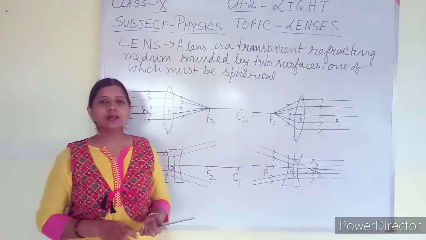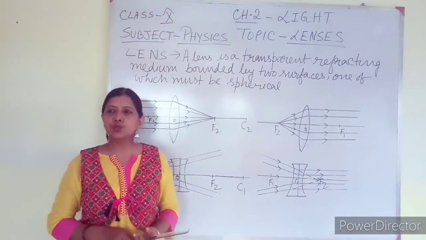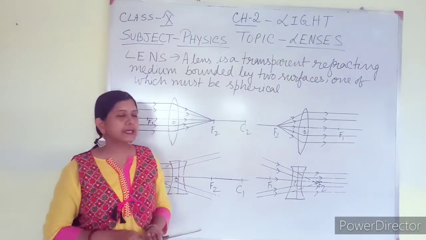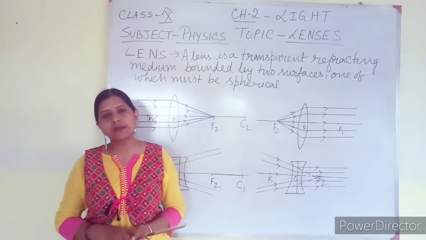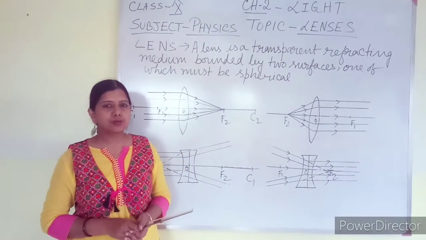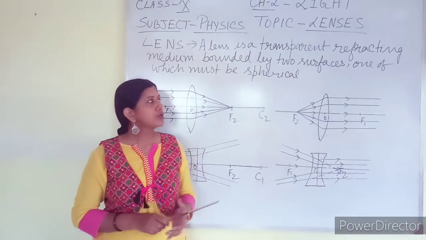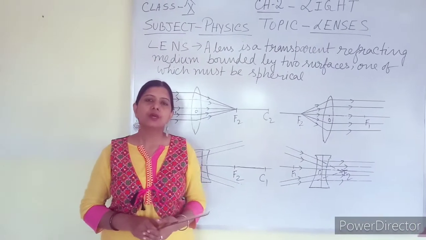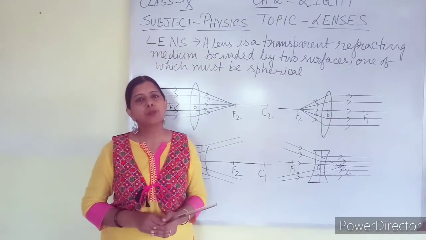Good morning students. Class 10, today my chapter is chapter 2, Light. Today's topic is lenses. Lenses means spherical lenses. In my previous video I told you about the mirror formula, numericals based on mirrors, refraction, etc. A lens is something which is based on refraction and reflection both.